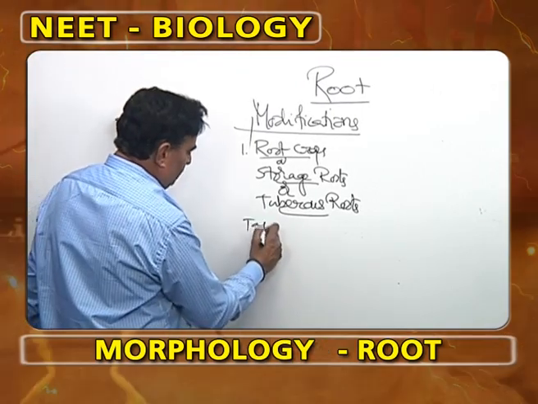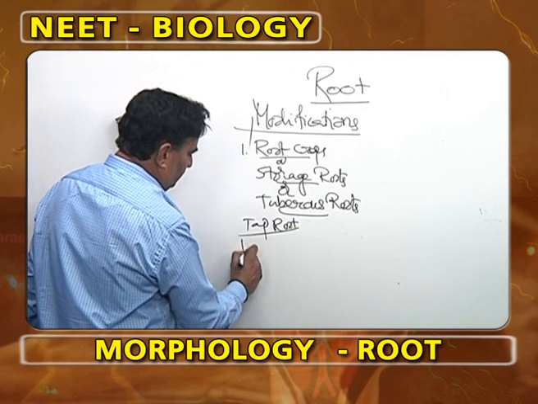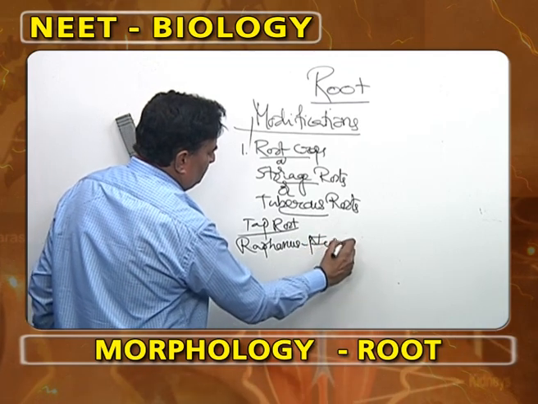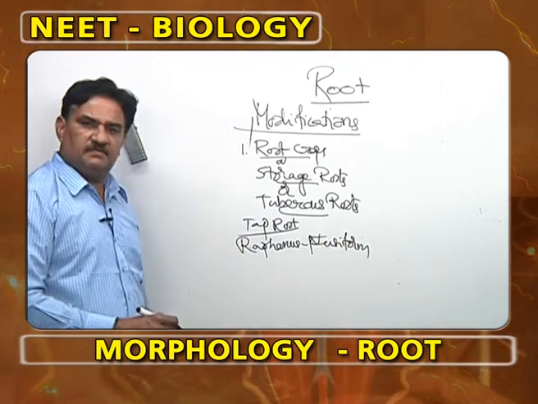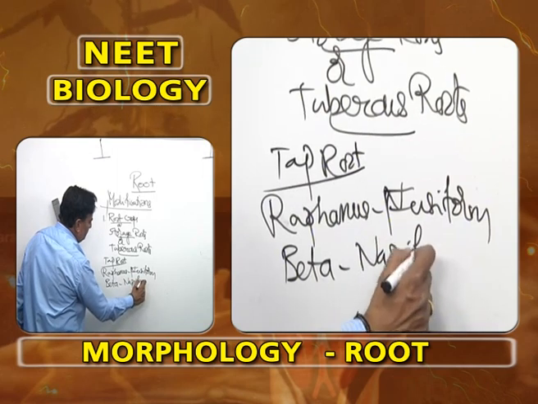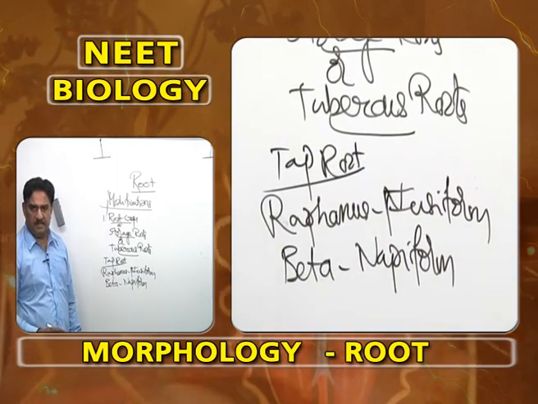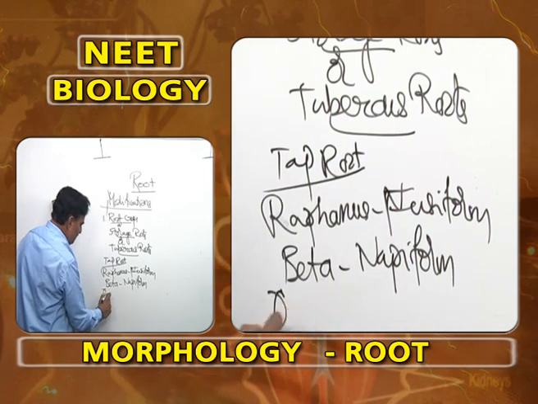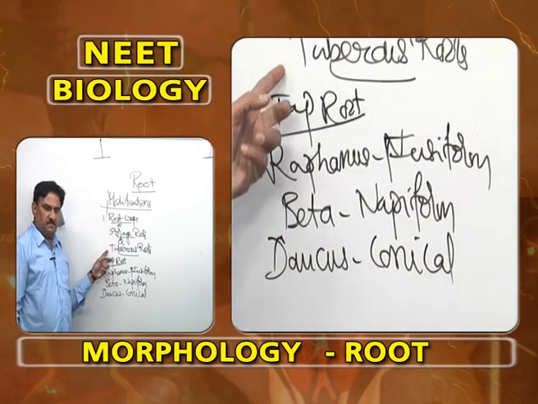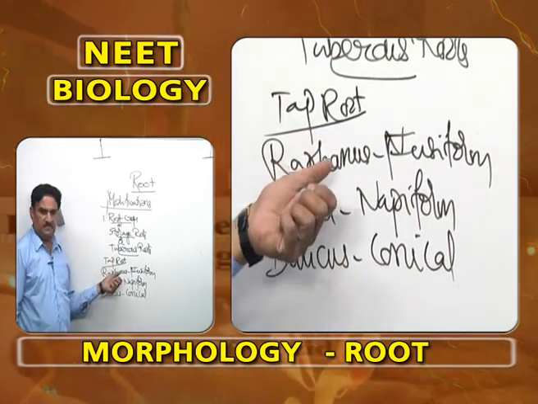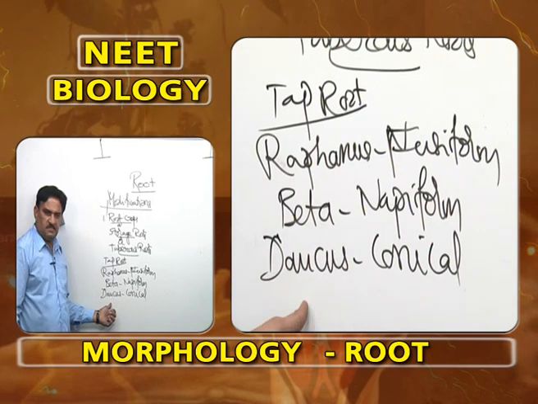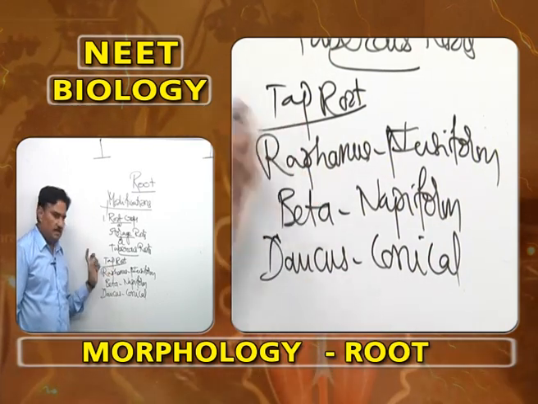In this, by the storage of food material, taproot modifications are: in Raphanus, radish, it is fusiform. In Beta vulgaris, beetroot, it is napiform. Upper portion is very large, lower portion is completely narrow, it is napiform. In Daucus carota, carrot, it is conical. So in taproot modification, storage of food material: Raphanus radish fusiform, Beta vulgaris beetroot napiform, Daucus carota carrot conical. These are all taproot modifications.